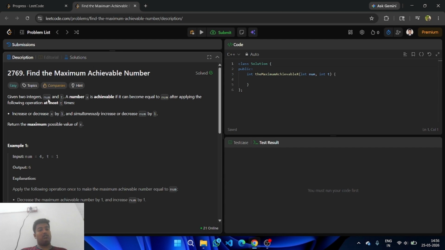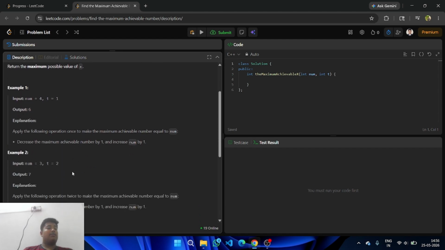Given two integers num and t, a number x is achievable if it can become equal to num after applying the following operation at most t times: increase or decrease x by 1 and simultaneously increase or decrease num by 1. Return the maximum possible value of x. So this is the problem, and let's see the example first.